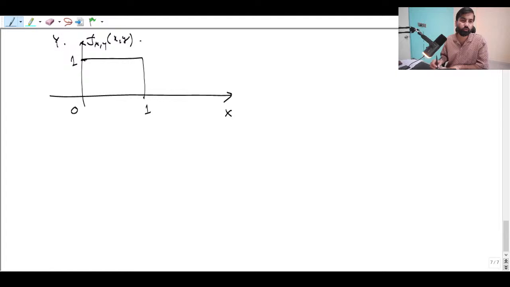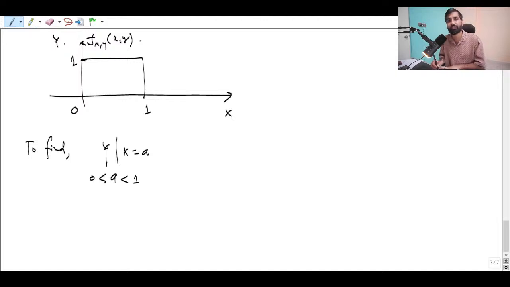And what you have to do here is, if you want to find it given that x takes the value small a, where a can be between 0 and 1, because x is equal to a, we are fixing x equal to a. So this is x equal to a, and we can go up. You see here it is constant only.